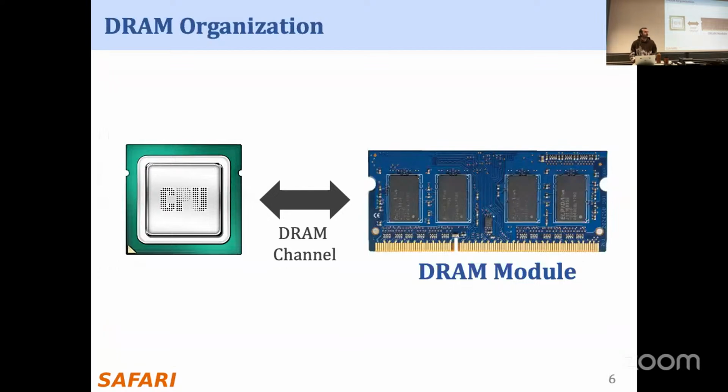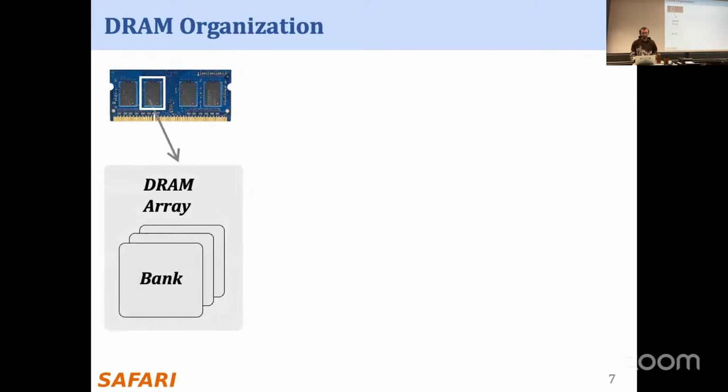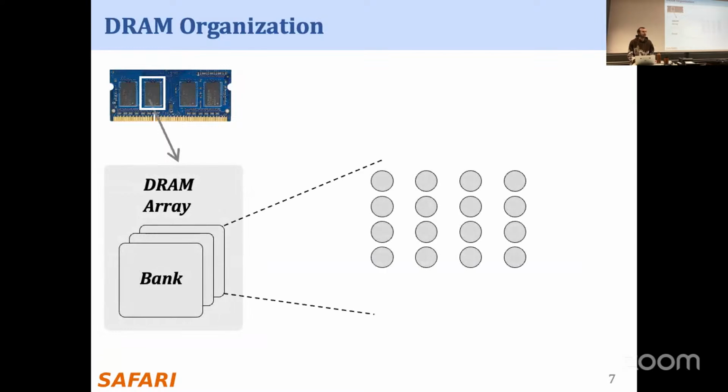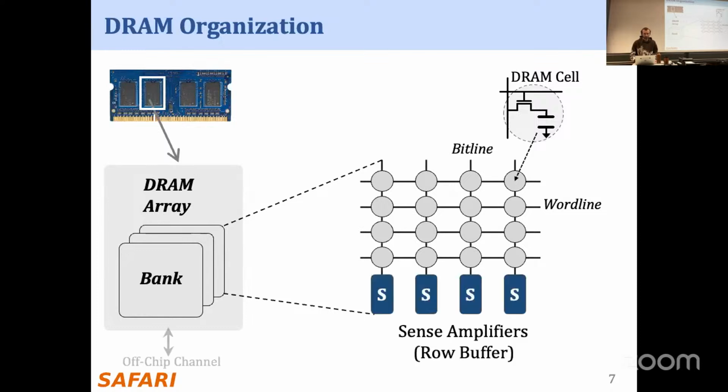Here I show a typical computing system with a processor and a DRAM module connected through the DRAM channel. The DRAM module has several DRAM chips, and inside the DRAM chip, we have multiple DRAM banks. The DRAM bank contains a two-dimensional array of DRAM cells, each containing a single bit of information as electrical charge. DRAM cells are horizontally connected via word lines and organized as DRAM rows, and they are vertically connected via bit lines to sense amplifiers for DRAM accesses.